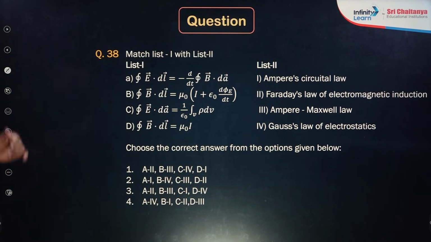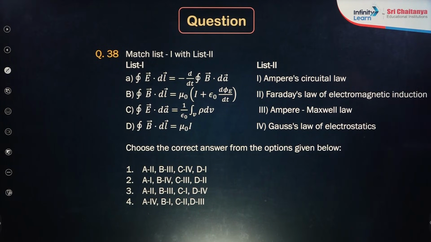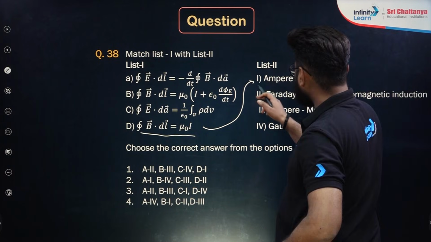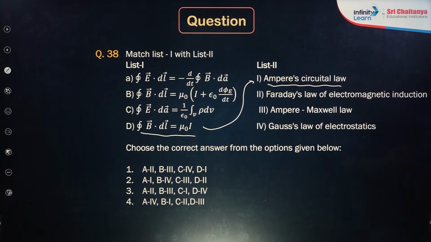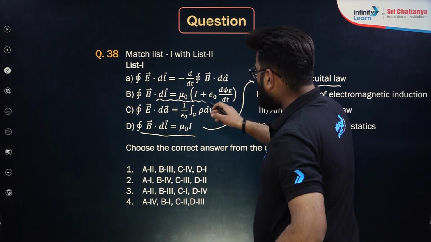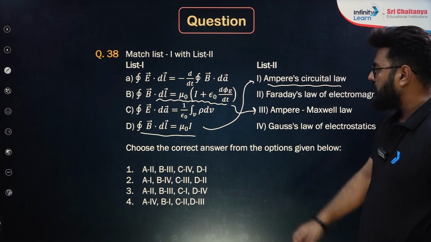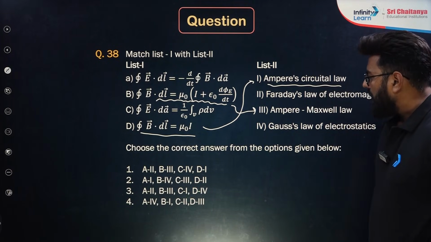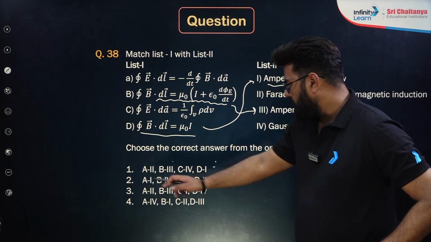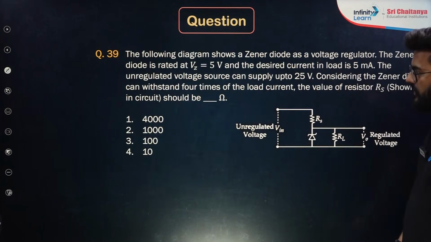Moving ahead, now you have the scenario, the case over here. So in this case, we need to match the column, right? So obviously integration of B dot dl is mu naught. This is Ampere circuital law. And I can see a parallel relation over here. B dot dl equals to mu naught I plus epsilon naught d phi E by dt. This is Ampere Maxwell law. So B is standing for 3 and D is standing for 1. Right. Option number 1 is the right answer. Okay. So 1 is going to be the right answer over here.